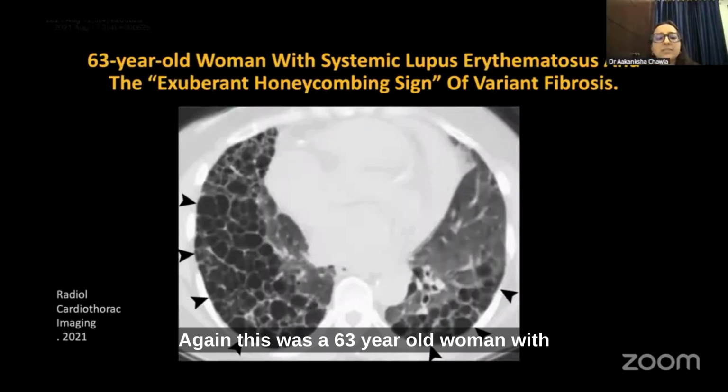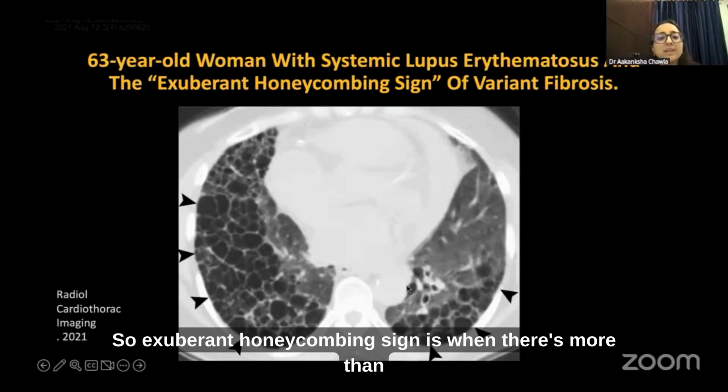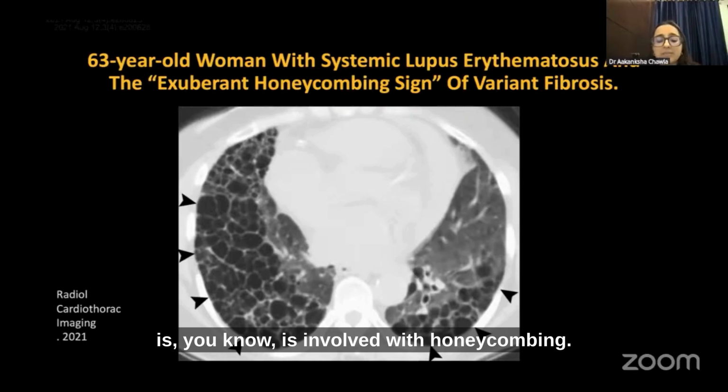Again, this was a 63-year-old woman with systemic lupus erythematosus and exuberant honeycombing. So, exuberant honeycombing sign is when more than 70% of your fibrotic lung is involved with honeycombing.